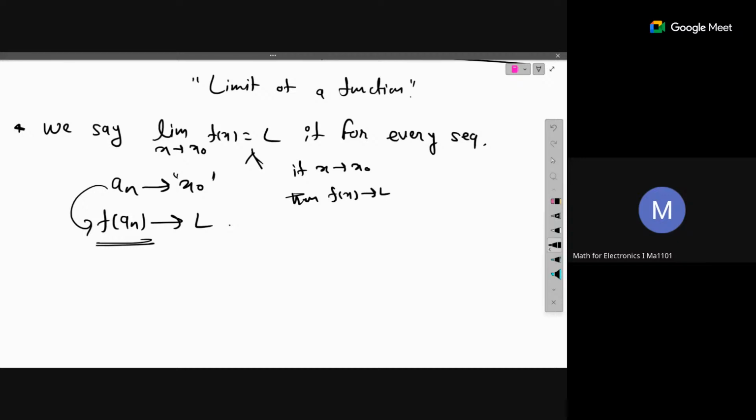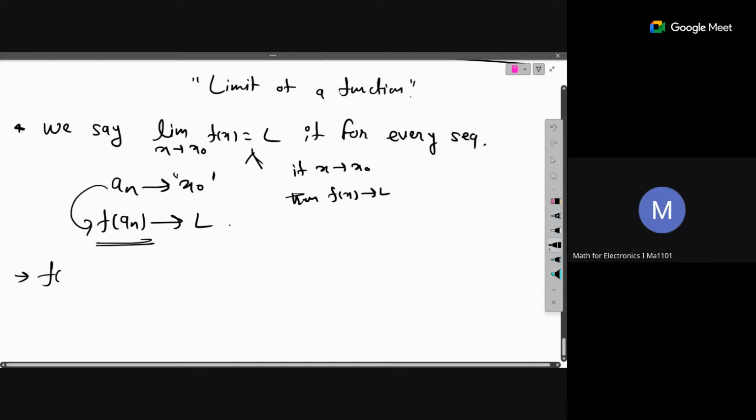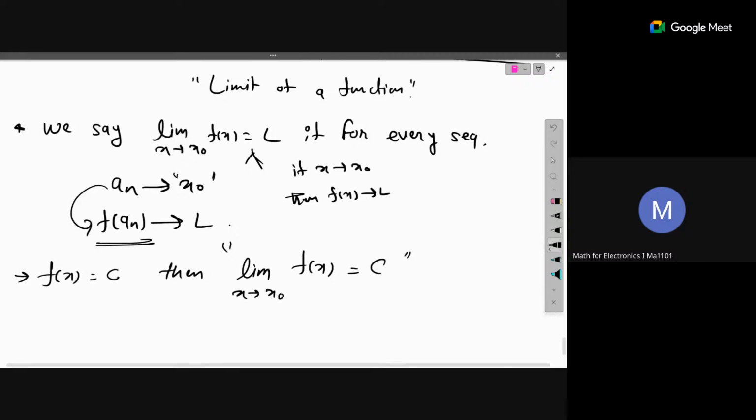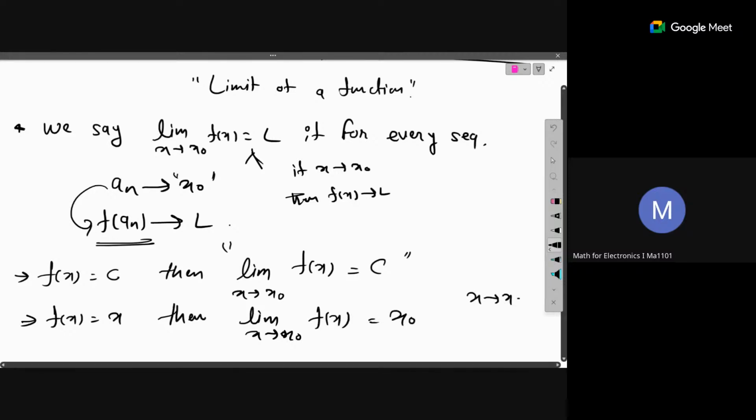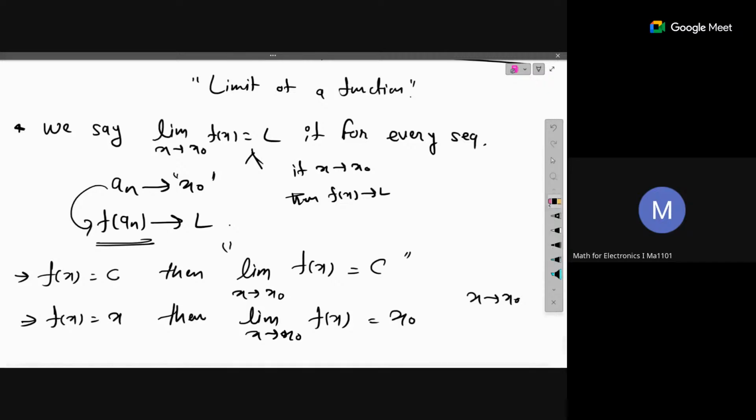Now let's try to figure out the limit of two particular functions. If we have a constant function f of x equals c, then we know that the limit as x goes to x naught, for any x naught belonging to the real numbers, f of x is nothing but c. Because as x goes to x naught, f of x will always go to c, since it is just a constant function. Similarly, if we have another function f of x equals x, the identity function, then the limit as x goes to x naught of f of x is nothing but x naught, because as x goes to x naught, f of x will also go to x naught, since f of x is nothing but x itself.